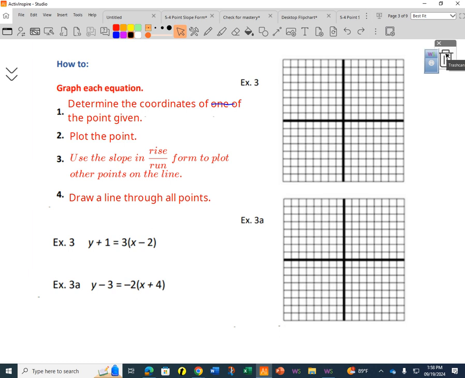So I'm going through this pretty quick. If you're watching the video though, remember you can just pause it here. Okay, so let's start with step 1. Determine the coordinates of the point that's given. So they didn't give us a point. We have to be able to pull the point out of here.